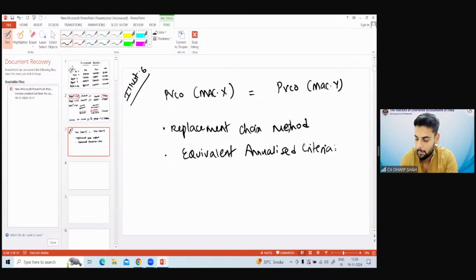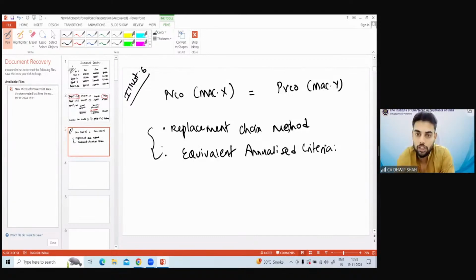When the life of both the projects is different, to make the projects comparable, see, as of now they are incomparable because life is different. एक आदमी 60 साल का है and एक बच्चा है 10 साल का. Can I say it cannot be compared? To make it comparable, we need to bring the life at par. So we have two different methods. One is the replacement chain method. One is the equivalent annualized criteria method. We use these methods to make both the projects comparable. Are you getting this? Yes or no?